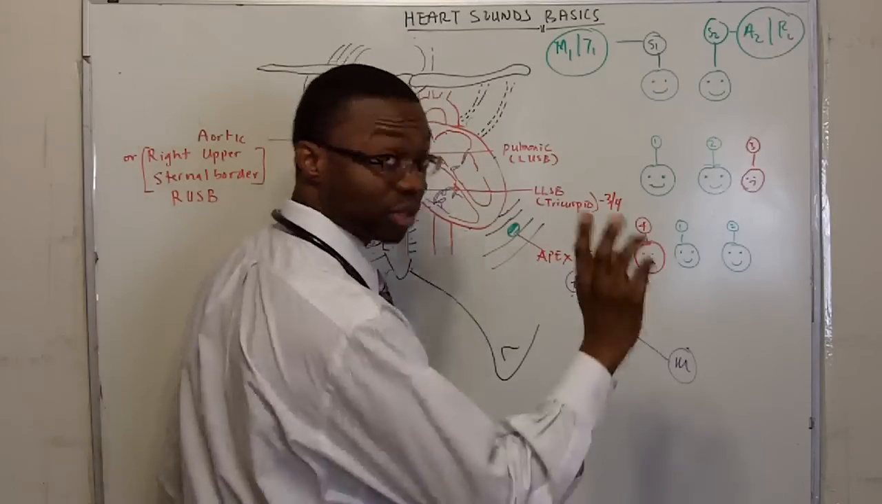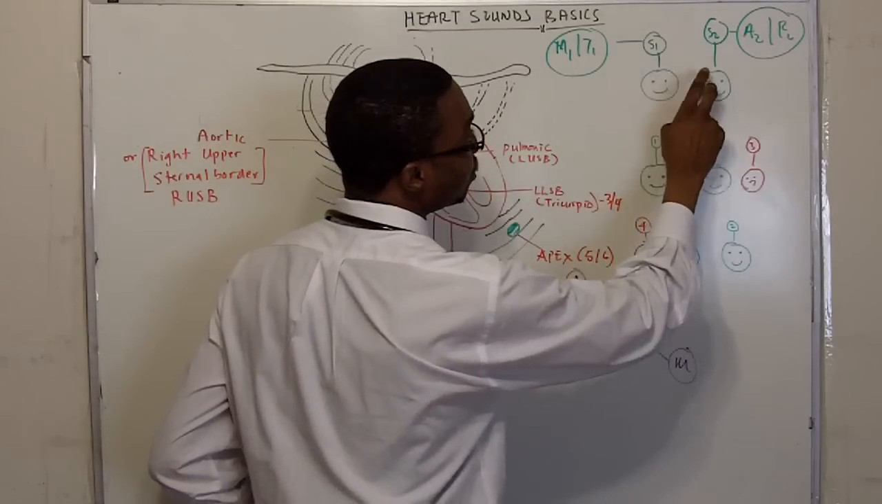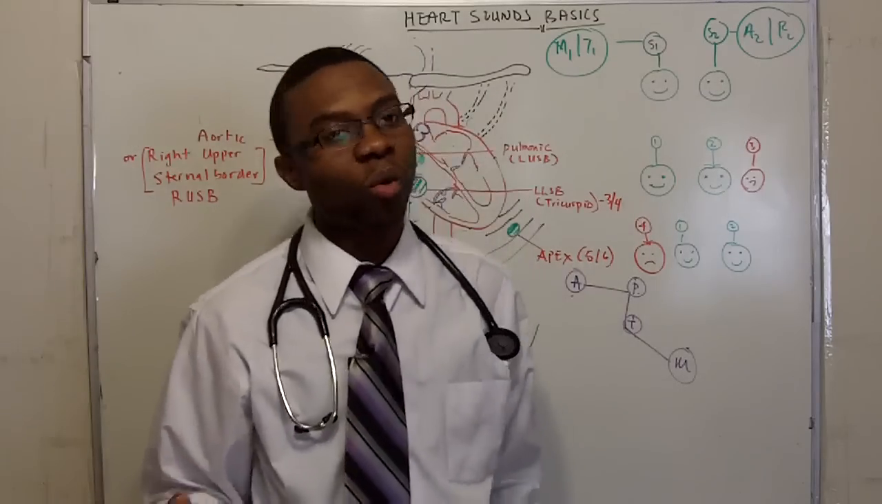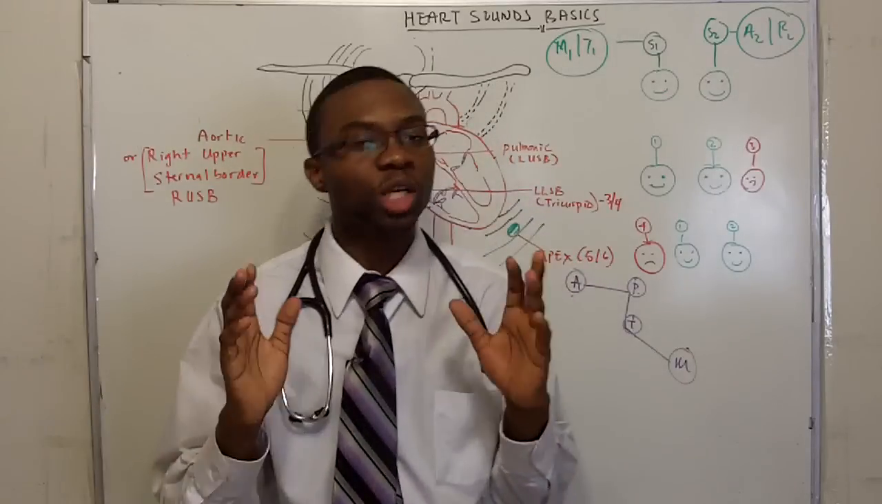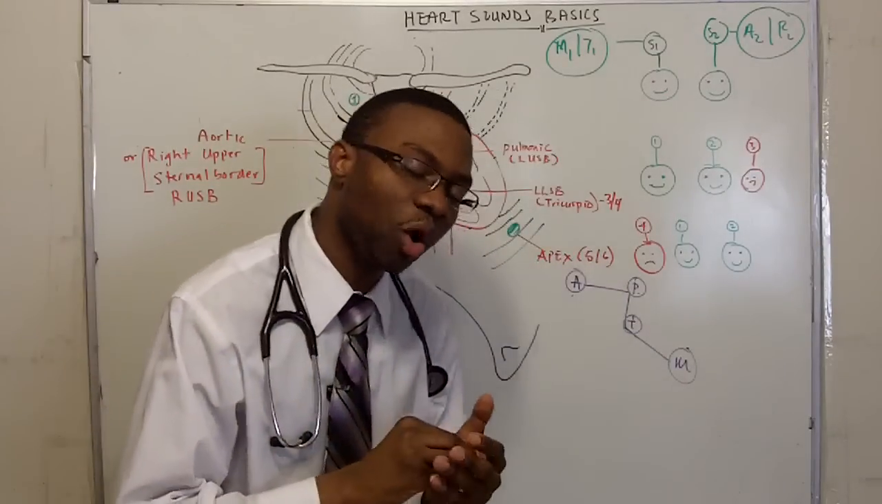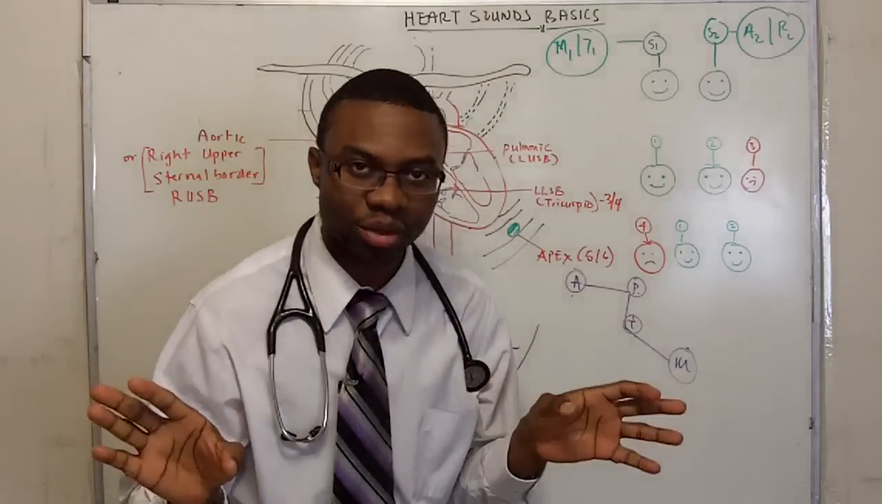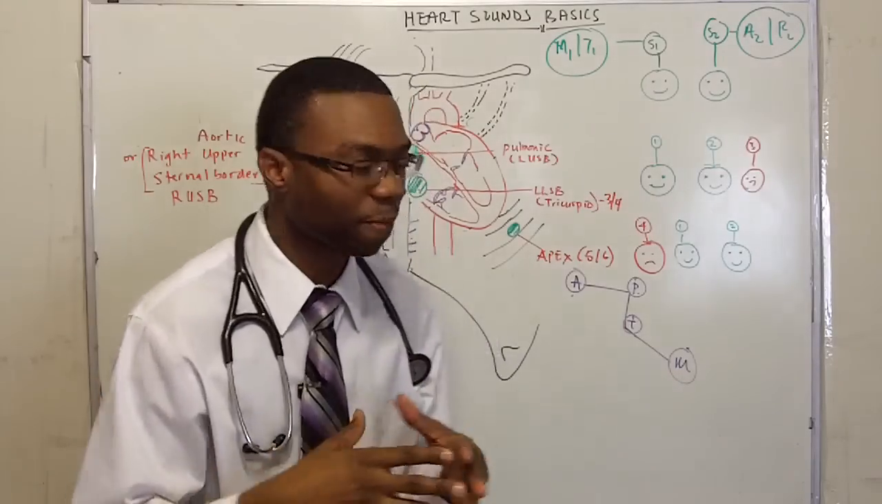Now, let's do that again. 1, 2. That's S1, S2. Wow, it sounds very complicated. No, it's very easy. Look at that. One, two. If you can just count one and two, you'll be good. So every time you listen to somebody's heart, just listen for one and two. Okay? That's all you need to start with.